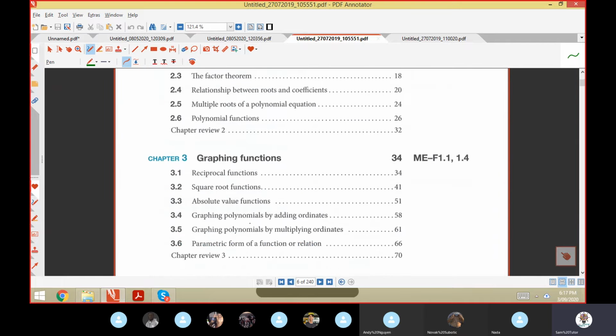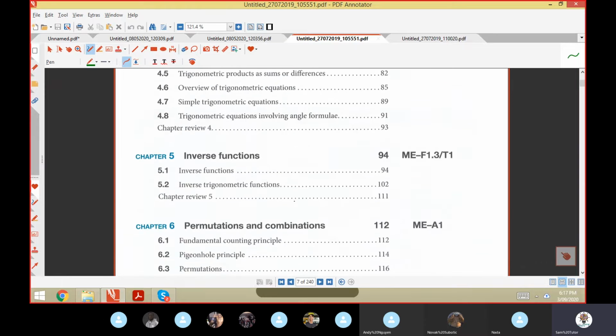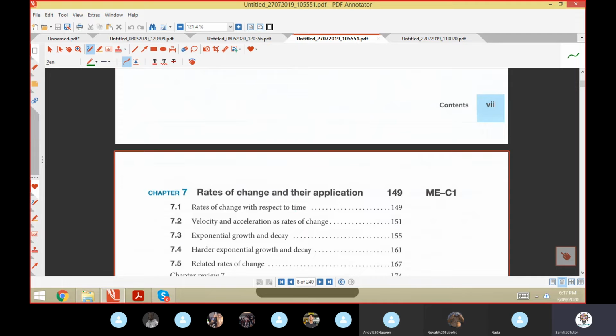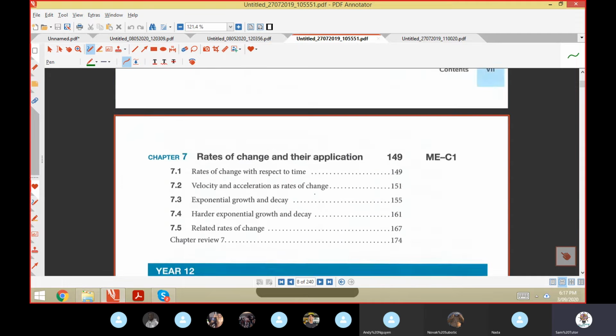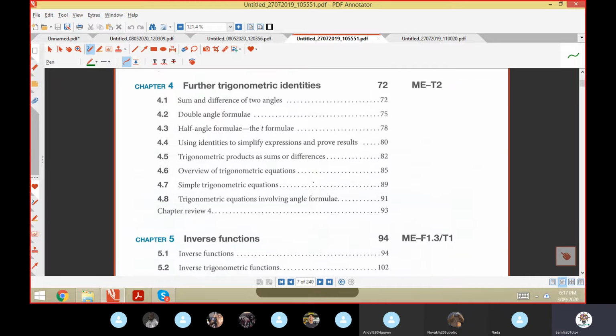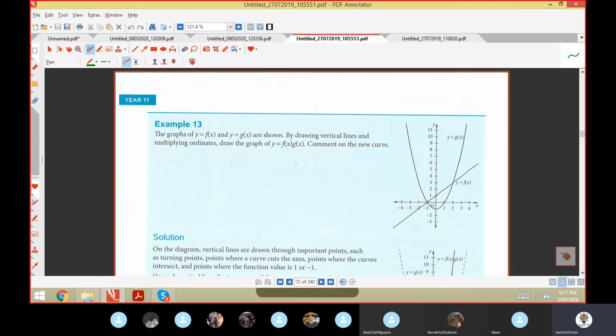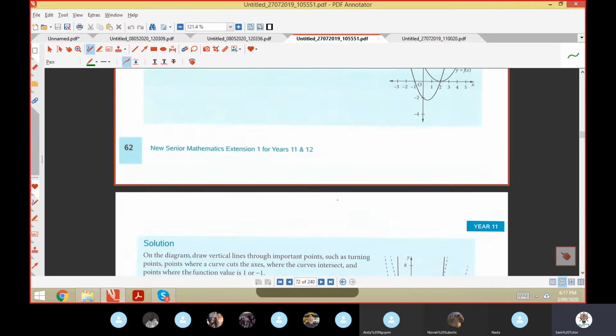All right, we're looking for graphing functions, trig identities, there we go, and then inverse functions. Is that it? Trig, and yeah, that's the D12. All right, so we're going page 72 all the way to 111. All right, let's get this out of the way. 72.